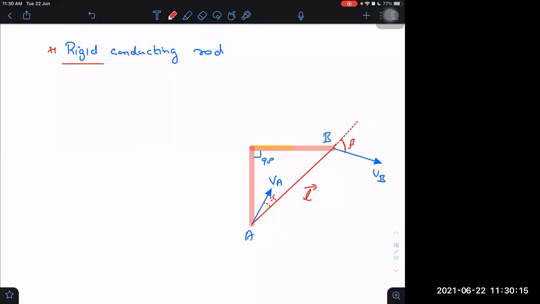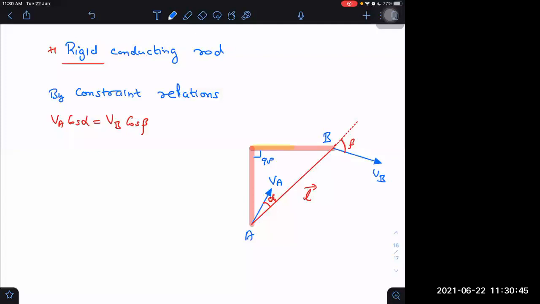This is beta and this is alpha. Then we can also write VA cos alpha is equal to VB cos beta, right? By constraint relations. In a rigid body, it happens like that only.